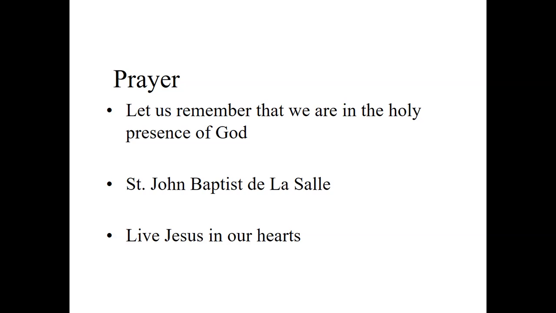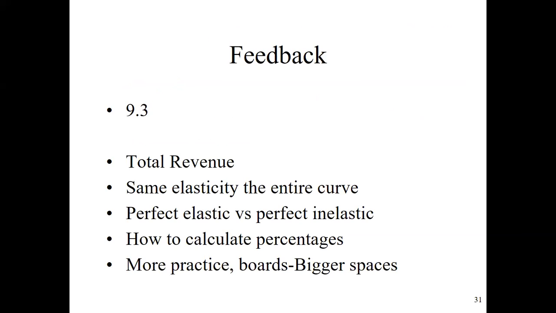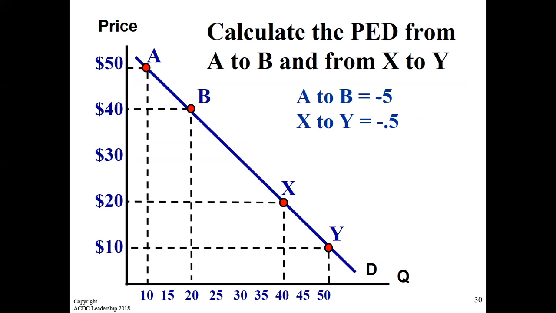Okay. All right, so what do we got? We kind of did this. So the feedback, we had 9-3, so I guess we had some learning going on. That's good. People wanted to do a quick review of the total revenue, which I just did here. Again, if price goes down and total revenue goes up, it's elastic. If they go in the same direction, it's inelastic.